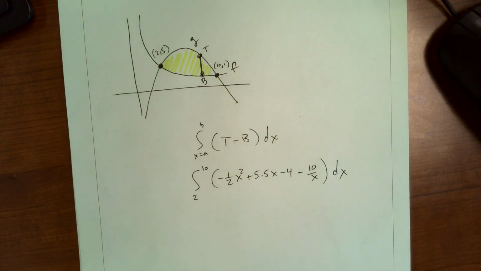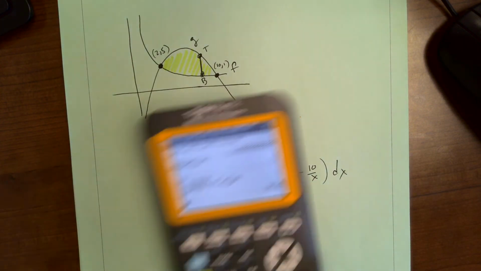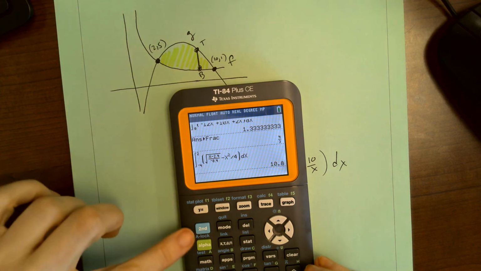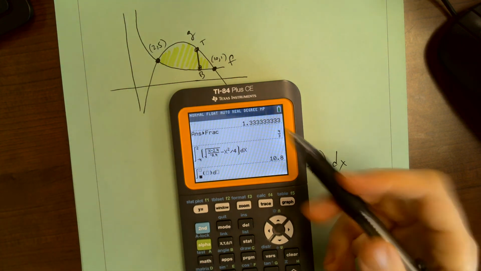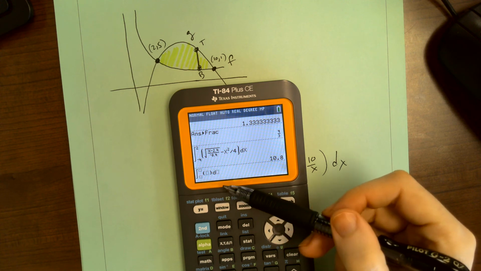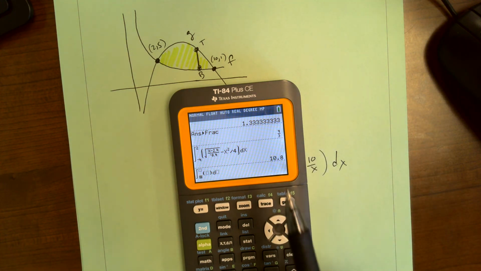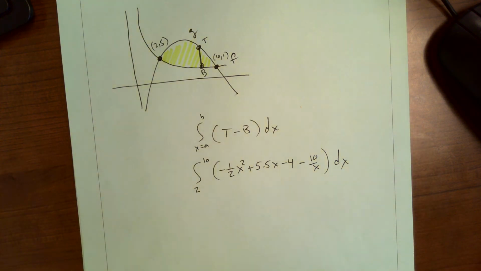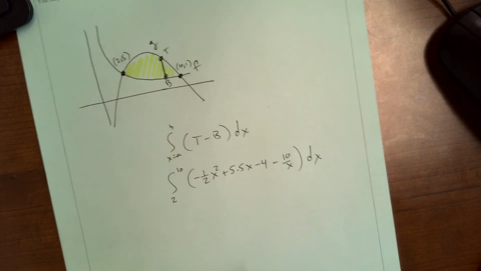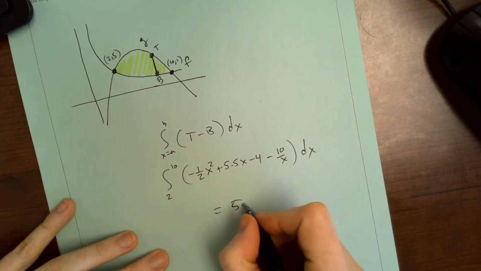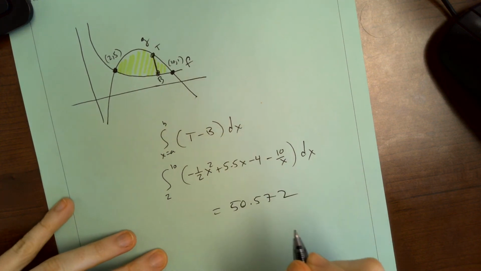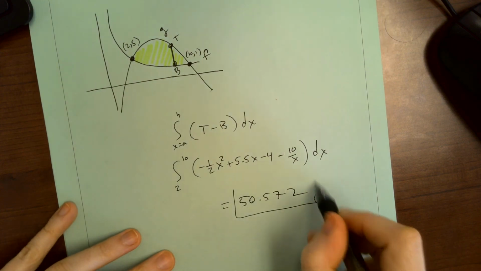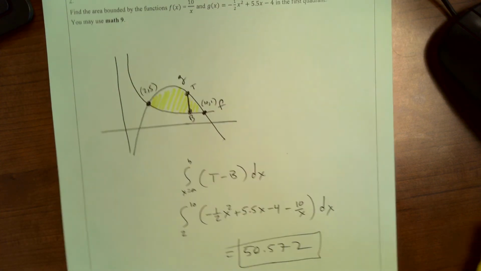Now to save us some time, you want to go math 9 and open up this integral here and type everything into it. Regardless of whether the variables are x or y, you only use x in your calculator. When I did that, I got 50.572 equals 50.572.